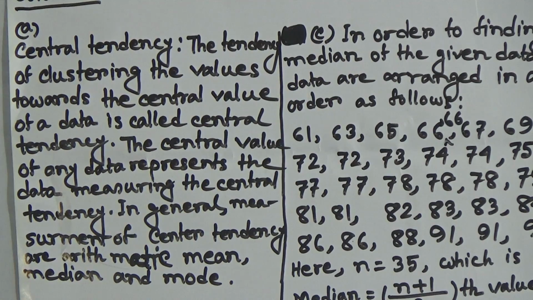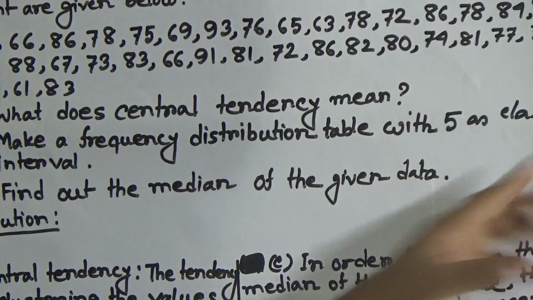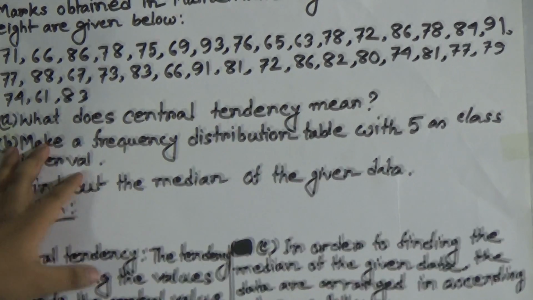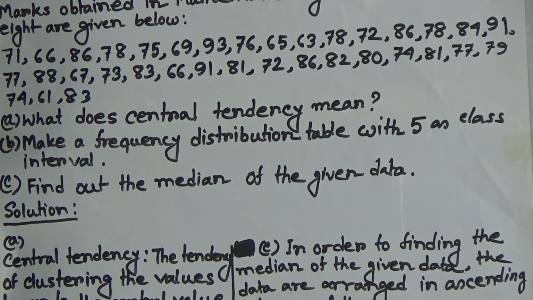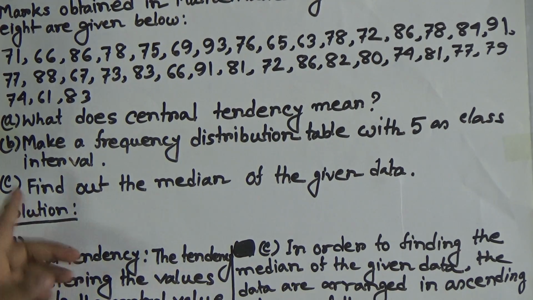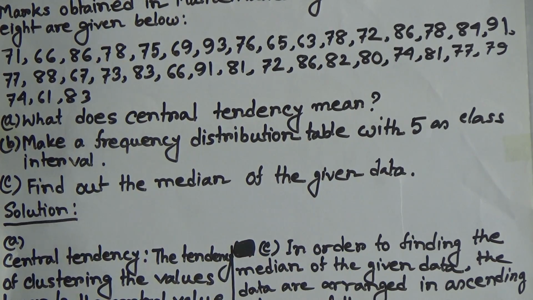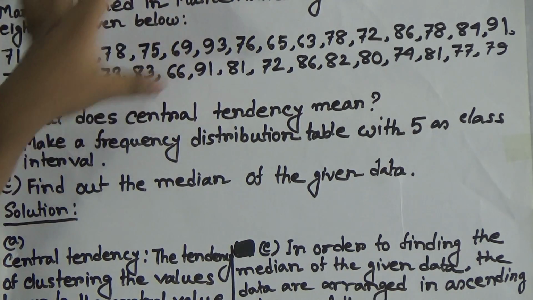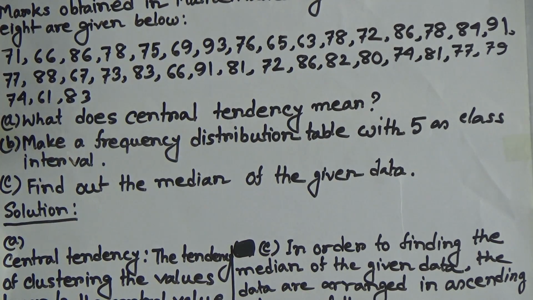So, now my dear student, question number B: make a frequency distribution table with 5 as class interval. In order to make a frequency distribution table, we need not arrange the numbers in ascending or descending order, but if you arrange them, then it is easier for you to make the frequency distribution table. And question C is to find out the median of the given data. But if you want to find the median, then you must arrange the numbers in ascending or descending order. For this reason, at first we solve question C. As a result, B is easier for you.